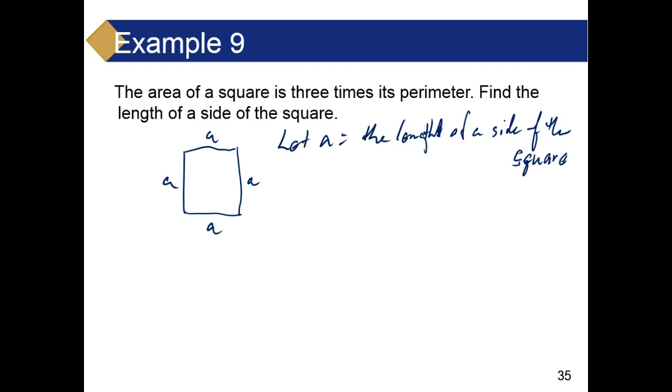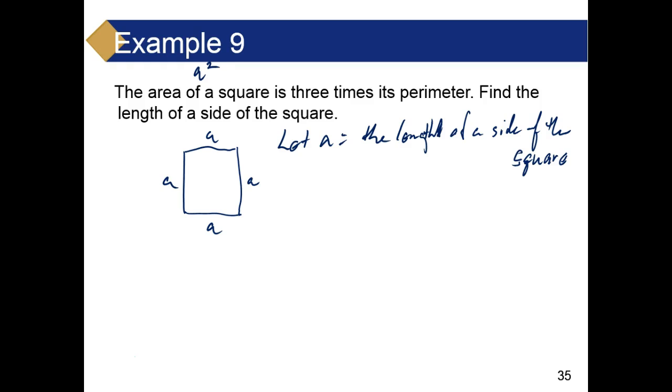What we need to do is translate the English into math. It says the area of a square. What is the area of a square? No, I believe that's the perimeter. The area is what? You're jumping ahead. What's the length times width? What's the length of that square? A. What's the width of the square? A. So guess what the area of the square is? A squared. Look at that.